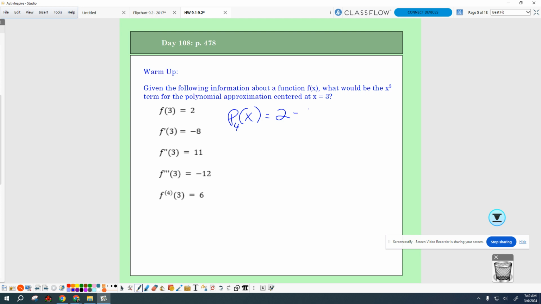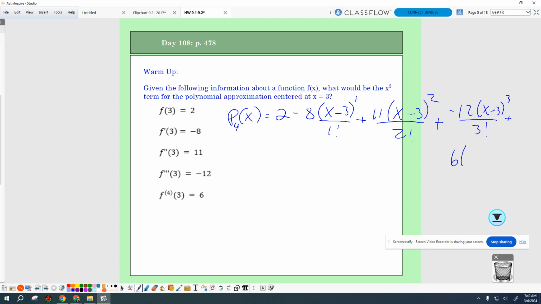Then its first derivative, x minus the center to the first power over 1 factorial. Do you need to write to the first? No. Do you need to write 1 factorial? No. Plus second derivative, x minus the center to the second power over 2 factorial, which is also known as just 2, so you didn't need to remember the exclamation point. Plus third derivative, x minus the center to the third over 3 factorial. Now the exclamation point matters. And then the fourth one, fourth derivative, x minus the center to the fourth over 4 factorial.